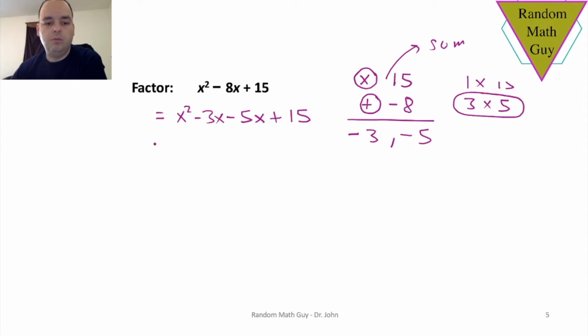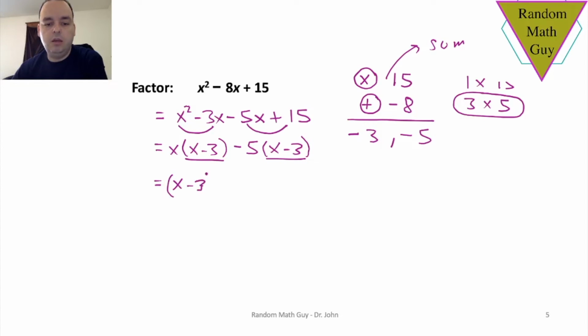So there we go. We can decompose each of these pairs of terms separately. X is common to the first pair, and negative 5 is common to the second pair. Notice that we have an x minus 3 that is common to both terms. We take out that x minus 3, and if you like, imagine that the x minus 3 is invisible for a second. You would be left with x minus 5.